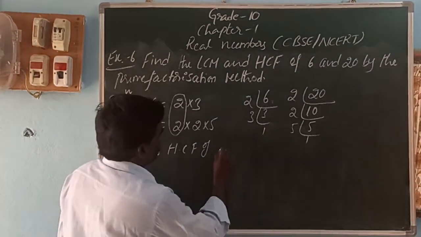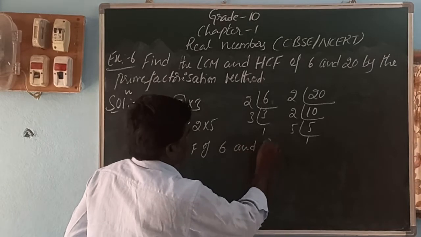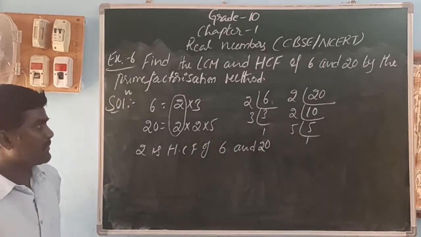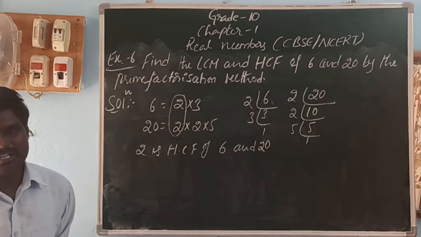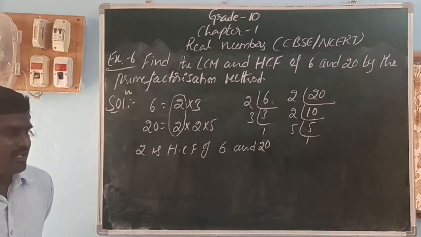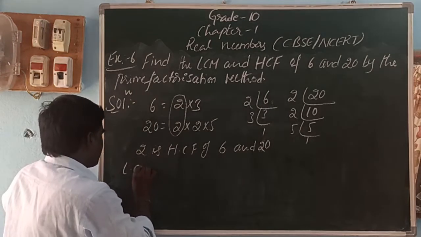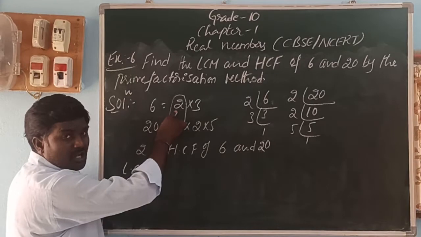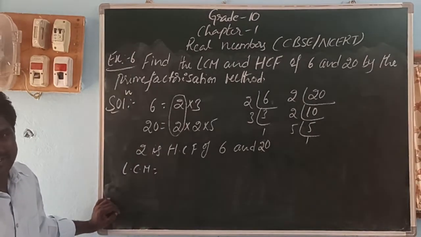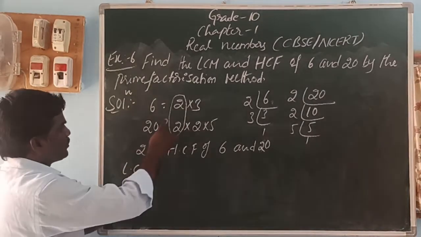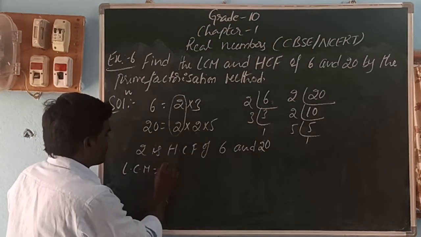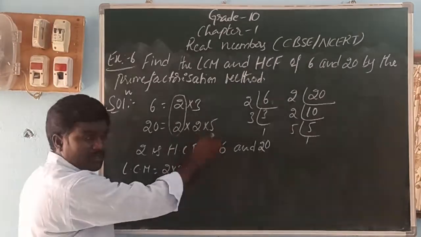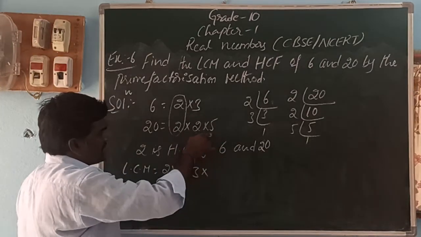So 2 is the HCF of 6 and 20. Next, LCM. In prime factorization, LCM is the highest multiple of all the factors. How many prime factors are there? 3: 2, 3, 5. For 2, here 1 time, here 2 times. The highest is 2 times. Next 3, here 1 time, here 0 times, so 3. Next 5, here 1 time, here no times, so 5.